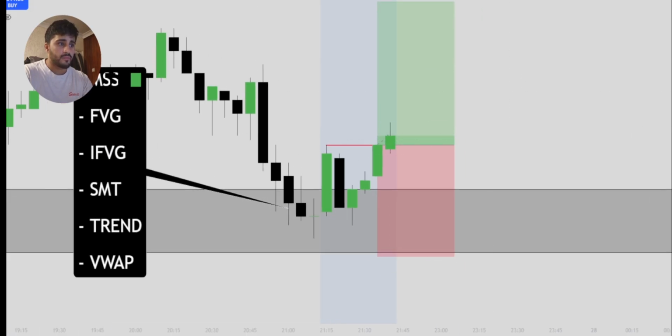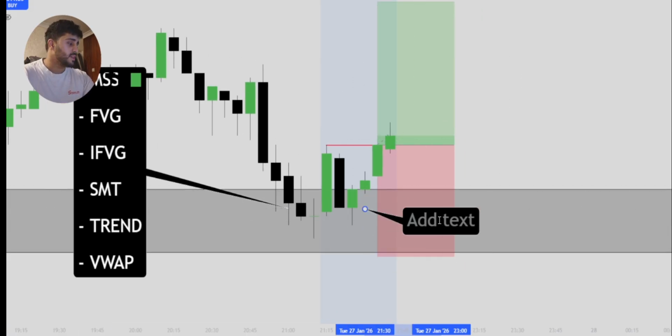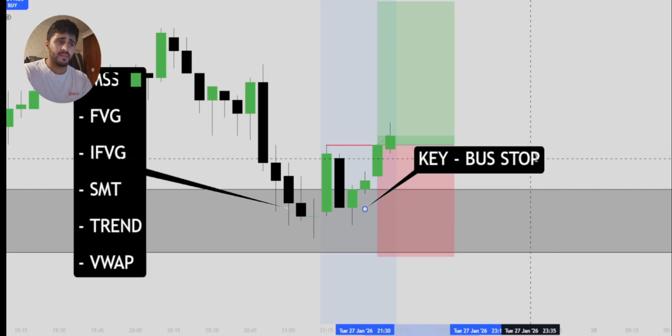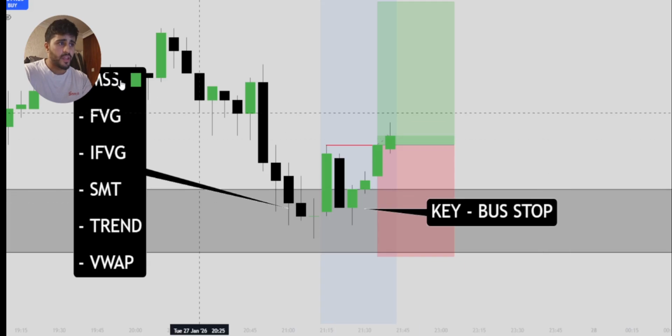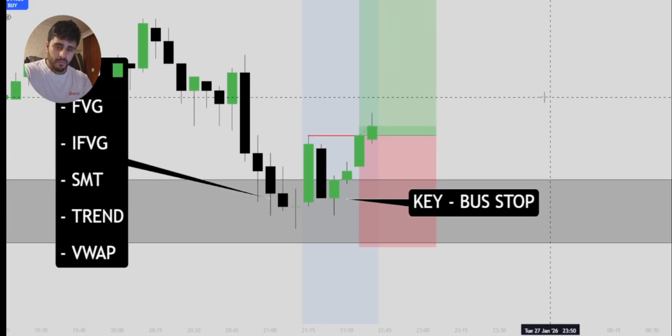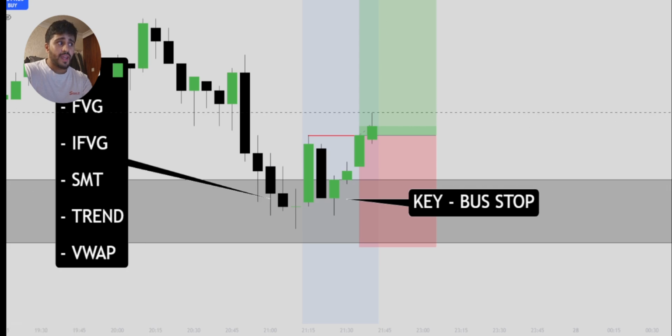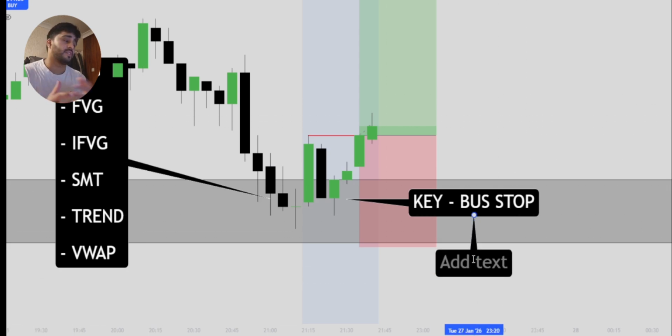Here is what you need. You need a key level. This is your bus stop. I know it's an analogy, but this is your bus stop. If you don't know which bus stop to get onto, then you're never going to get to your journey. You need to have the right bus stop. So the key level acts as the bus stop. Now, when you get to the bus stop, this is where the analogy breaks down, but I like to think of it as a story.